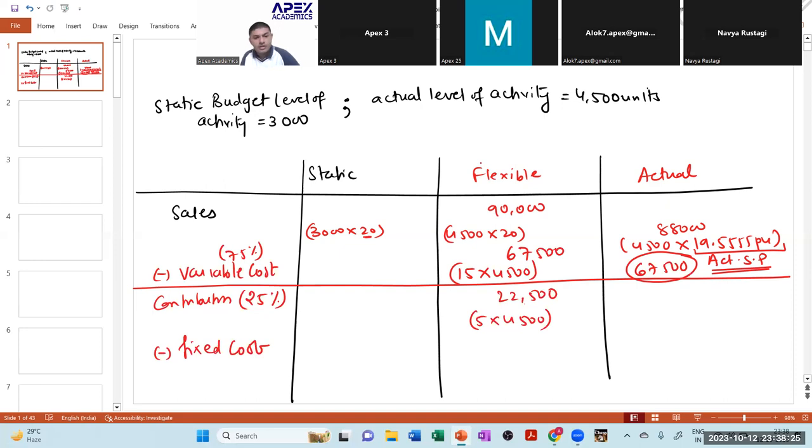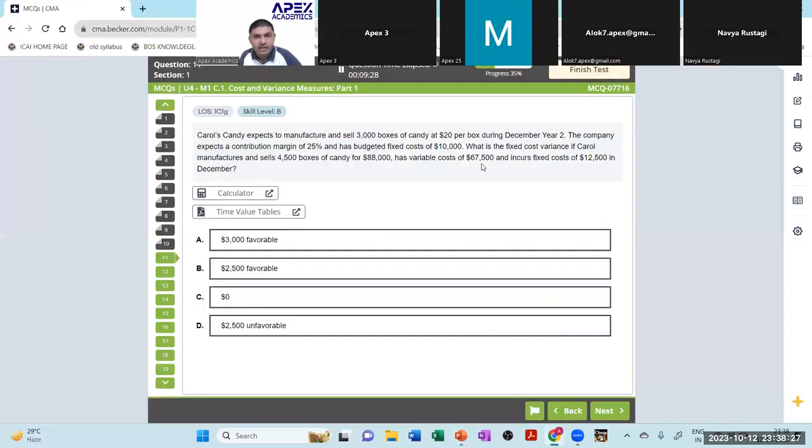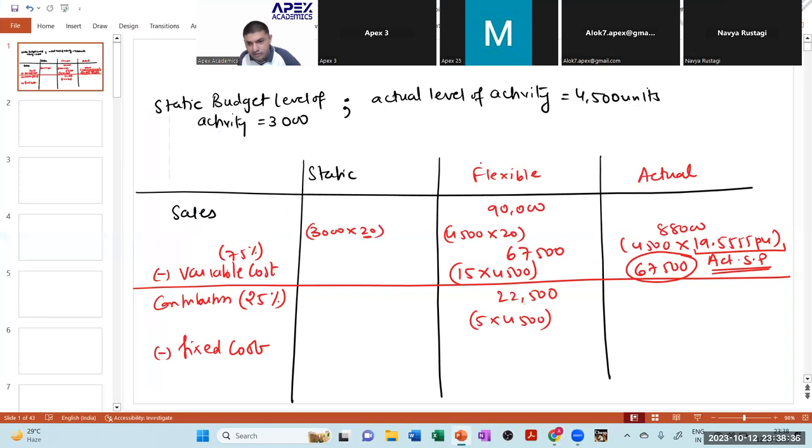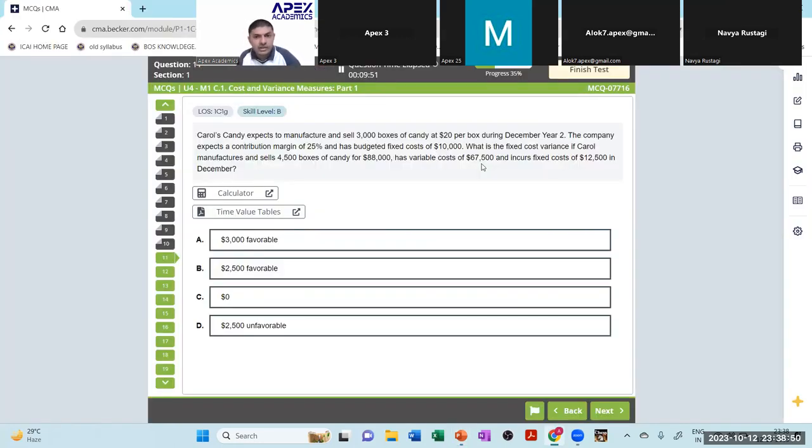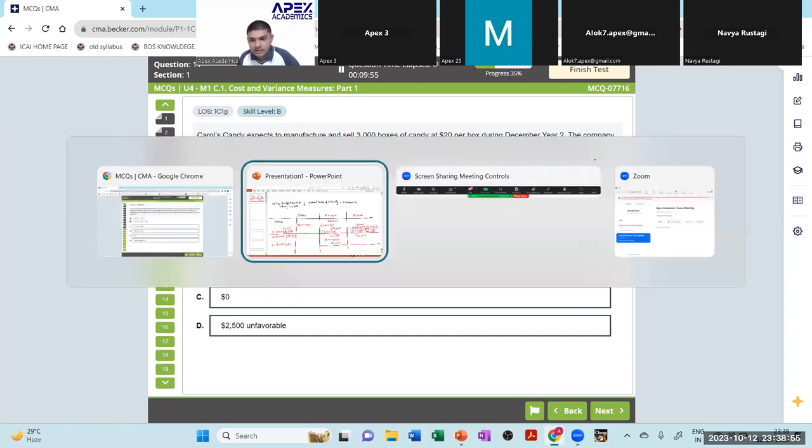Minus fixed cost. Fixed cost is fixed for whatever level of activity. Our budgeted fixed cost in standard is how much? It is 10,000. I'll put down 10,000 over here. Now what is the contribution? Actual 88 minus 67,500. What did I get? 20,500. And what is my actual fixed cost? It is given in the question: 12,500.